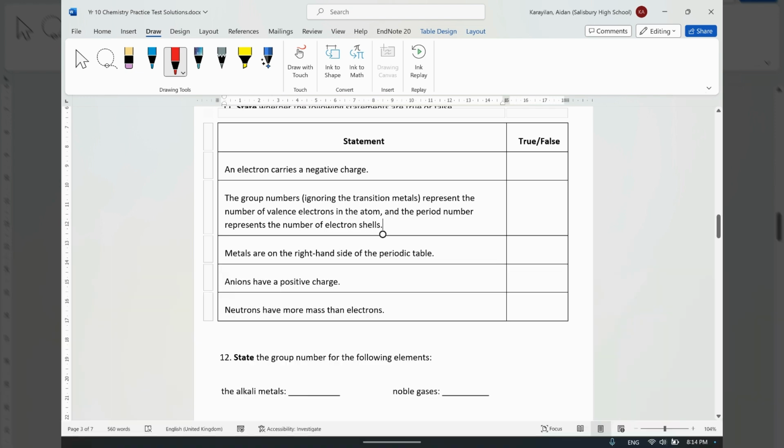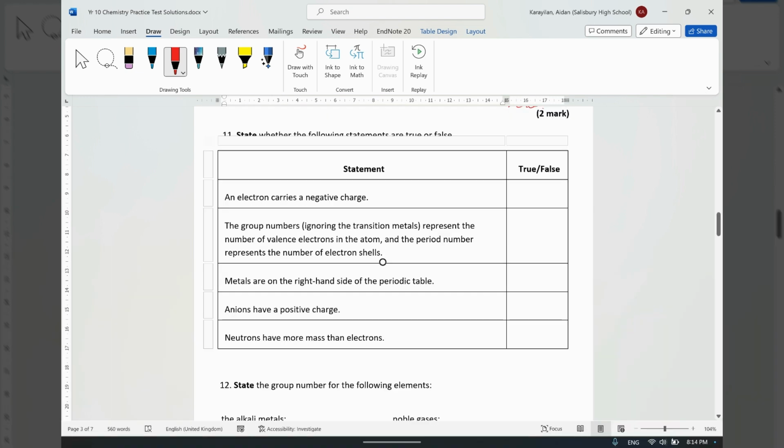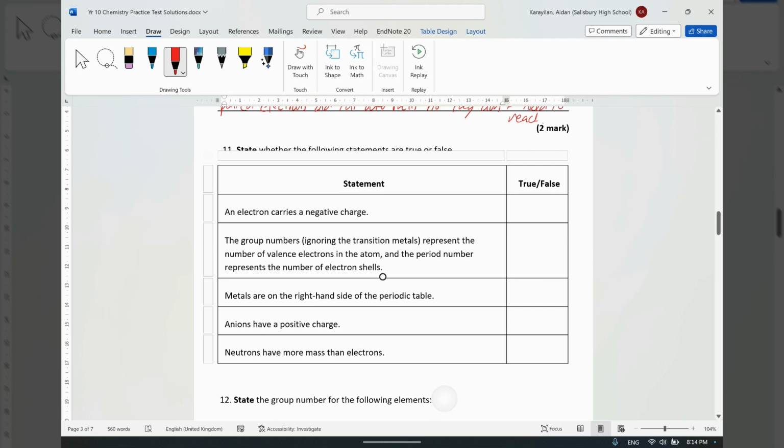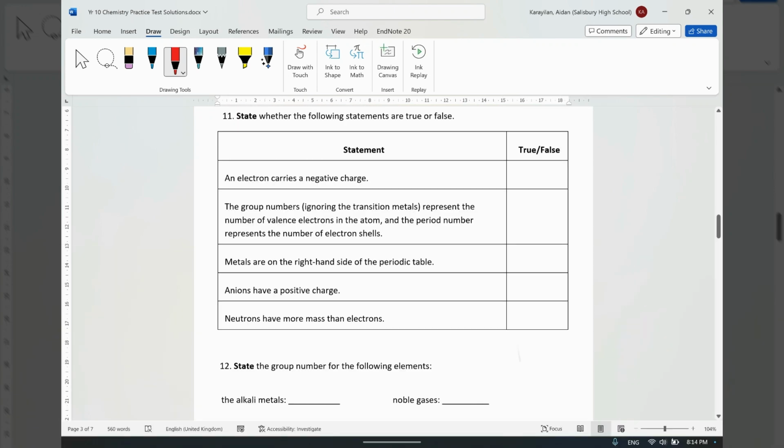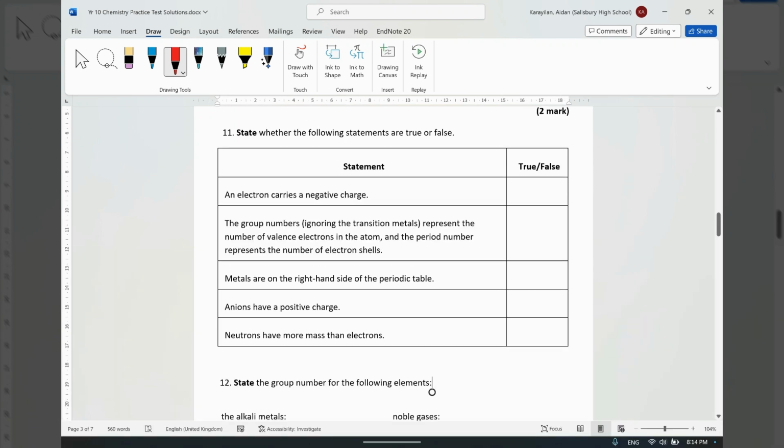So this is a set of true or false questions. It says, state whether the following statements are true or false. An electron carries a negative charge. Now we know that protons are positive, neutrons are neutral, they have no charge, and electrons are negative. Therefore, electron carries a negative charge is a true statement.